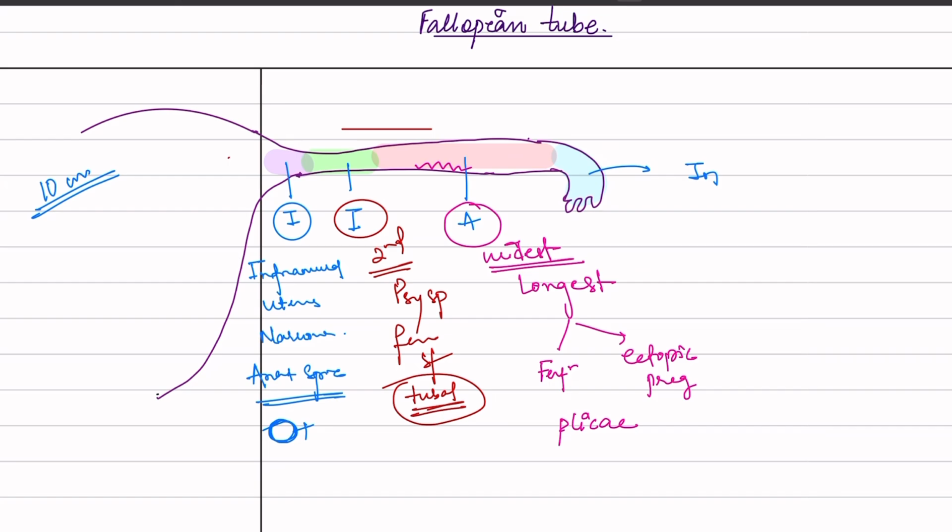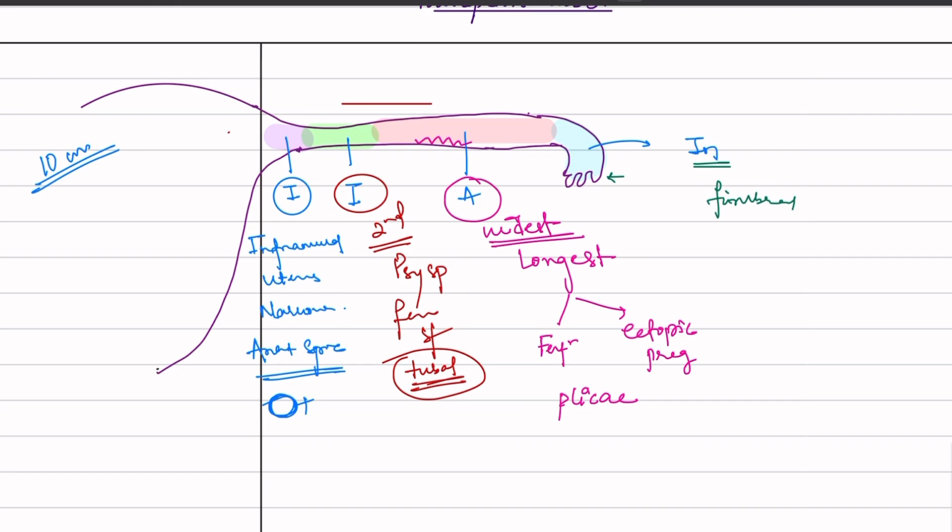Then the last part is the infundibulum. Infundibulum is also known as the fimbrial part. We can say these fimbrial-like structures, so fimbrial part of the fallopian tube. Now there are some terms like, what do you mean by adnexa? Adnexa is ovary plus the fallopian tube, and there are some peg cells present in the lining of the fallopian tube.